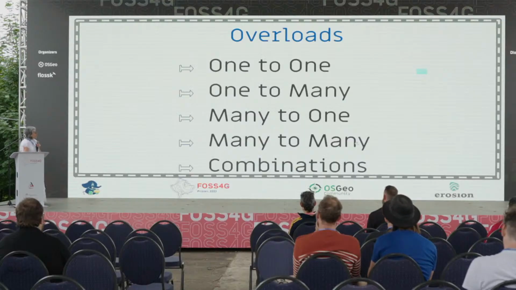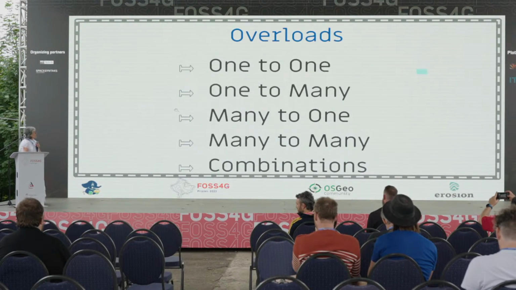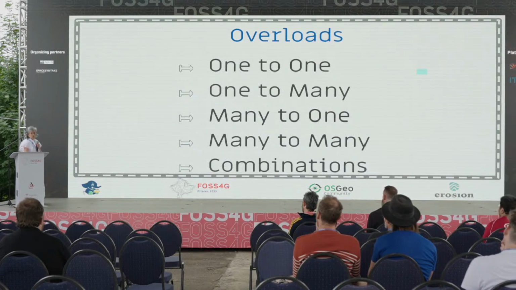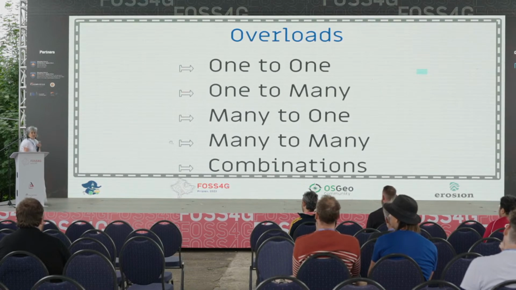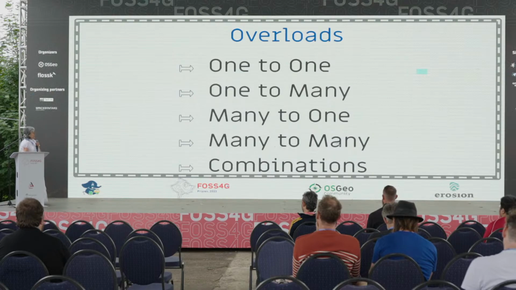And we have for each function many overloads: one-to-one, one-to-many, many-to-one, many-to-many, and combinations. It's from one source, from one departure point to one destination, and so on. So the same function with many overloads, you can do many queries with many-to-many, for example.